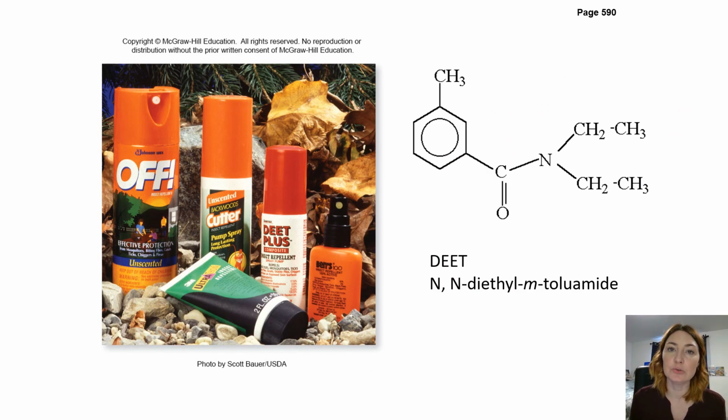DEET is another example of an amide. DEET is a widely used insect repellent. It repels mosquitoes, fleas, ticks. It ebbs and flows, the popularity of DEET. When you have illnesses that are insect-borne, such as West Nile virus and Lyme disease, you're going to see an uptick. Pun intended, in people purchasing bug repellents like DEET because they work really well.